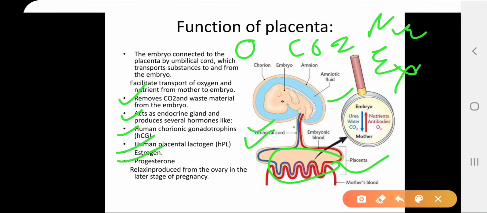Then relaxin hormone is produced from the ovary at the later stage of pregnancy. The placenta produces many hormones, and at the later stage of embryonic development, the ovary also produces relaxin hormone.